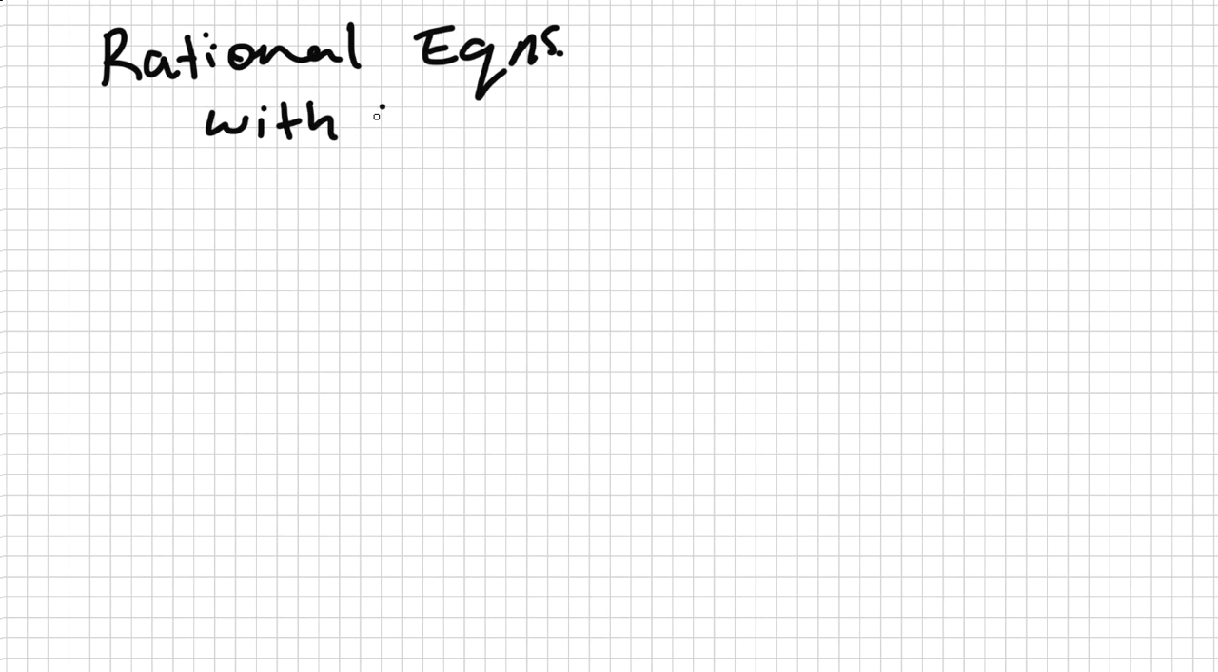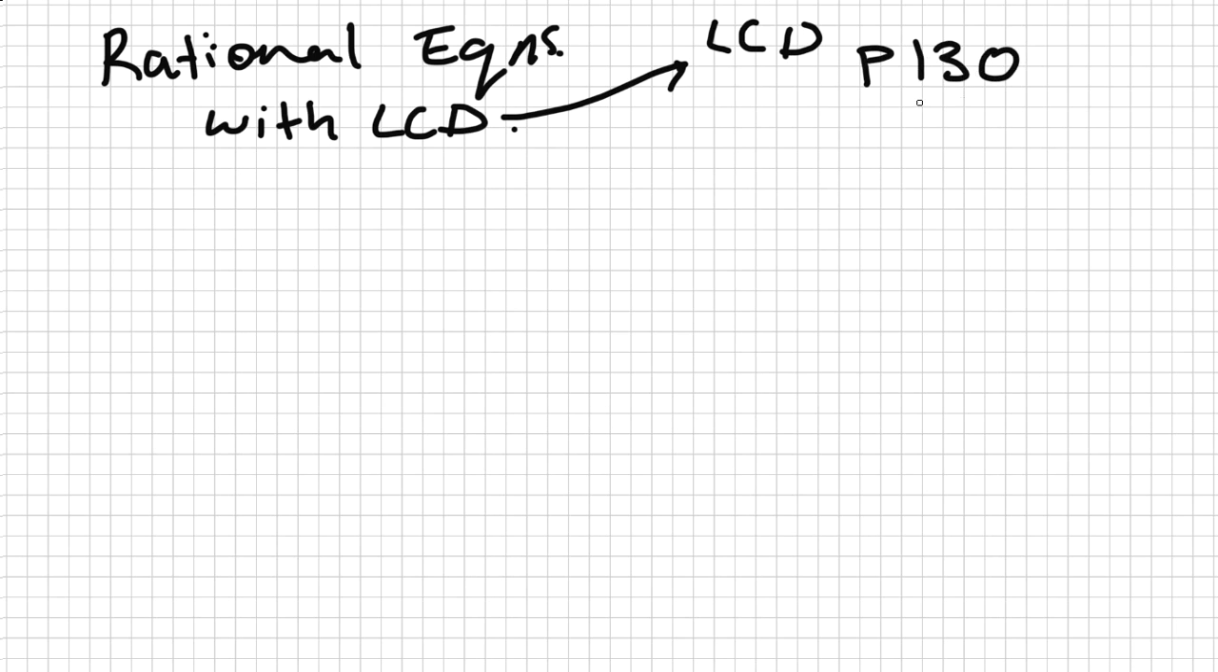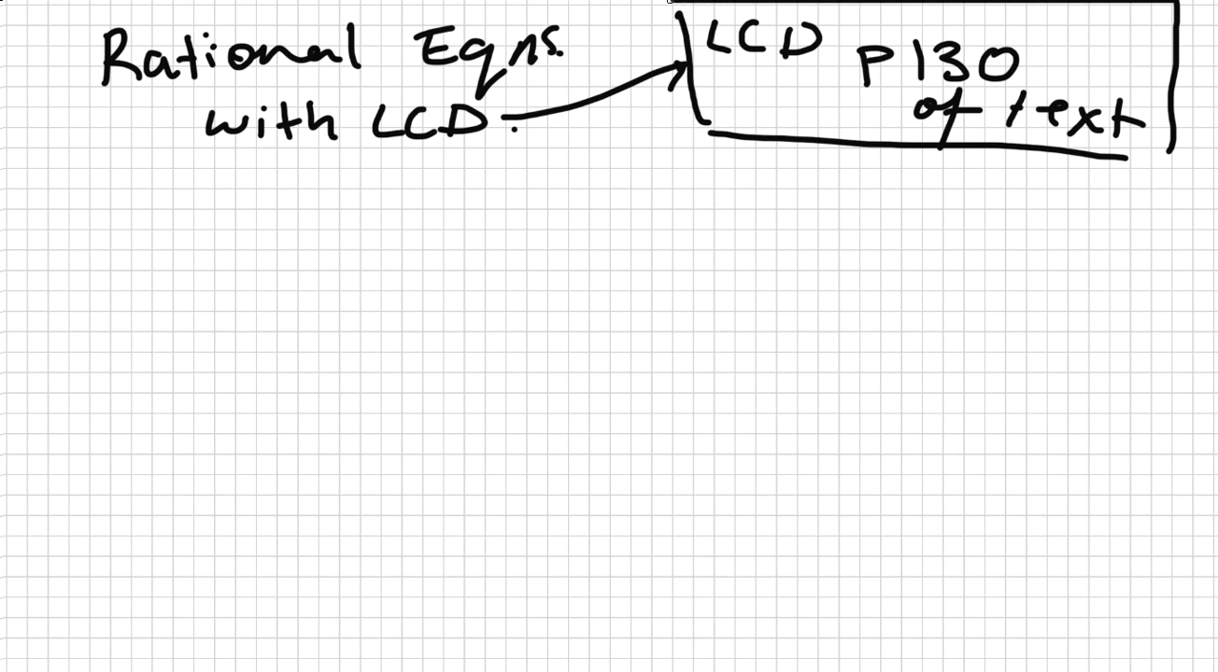Okay, let's do some rational equations. And we're going to sort these ones out using a lowest common denominator. Now, lowest common denominator, you can find that out on page 130 of the textbook. That will give you a bit of an explanation there. Okay.